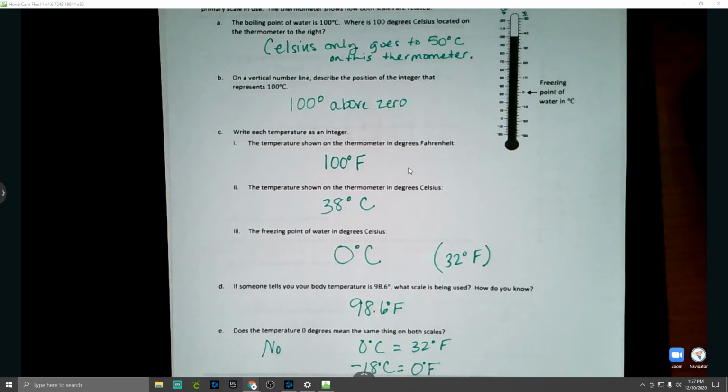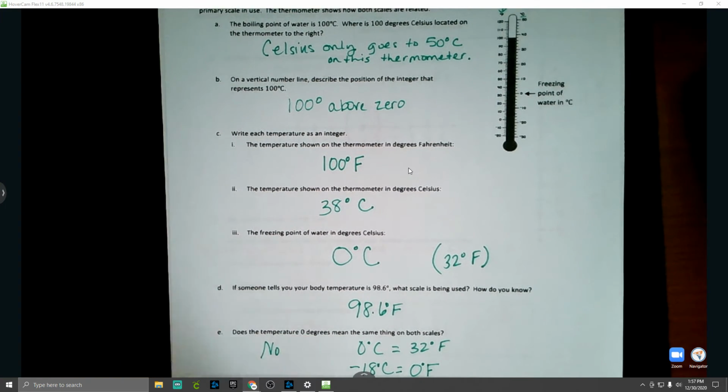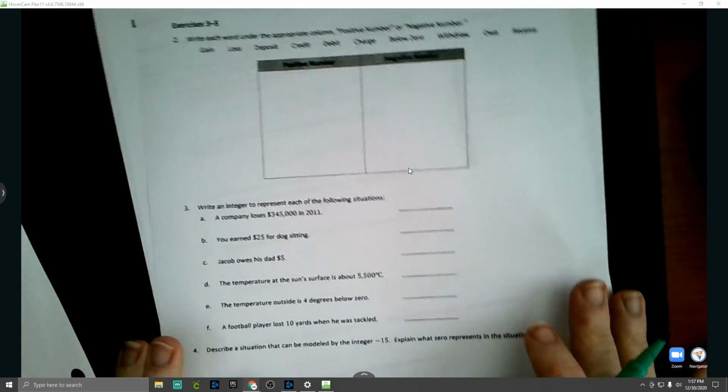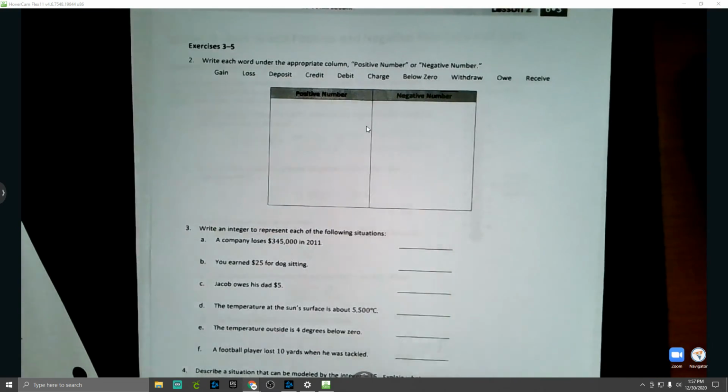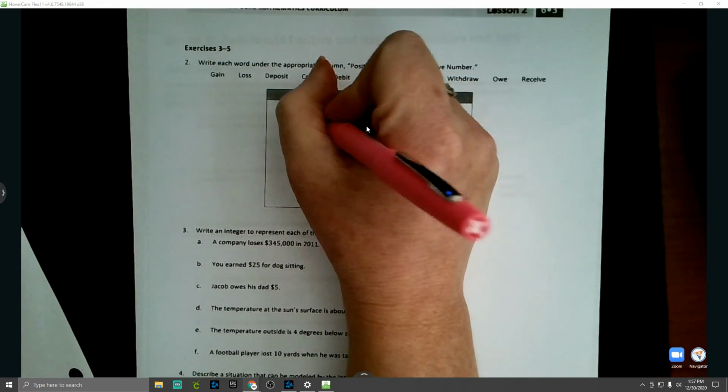All right, one last page today. We're going to go to the back side of this page, page 6. So those were some real world situations for us. All right, write each word under the appropriate column. So we've got positive numbers and negative numbers.